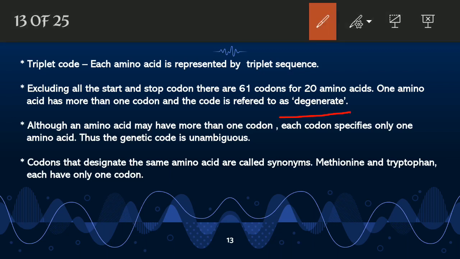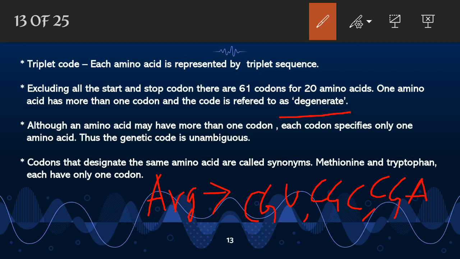Now, for example, let us consider arginine. This can be coded by CGU, CGC, CGA, and CGG. Although an amino acid may have more than one codon, each codon specifies only one amino acid. Thus, the genetic code is unambiguous. Codons that designate the same amino acid are called synonyms. Methionine and tryptophan each have only one codon.